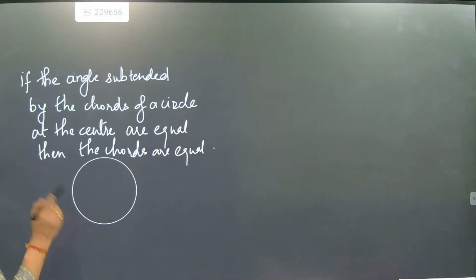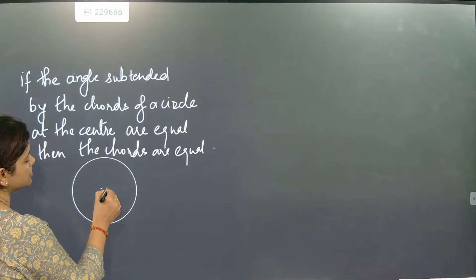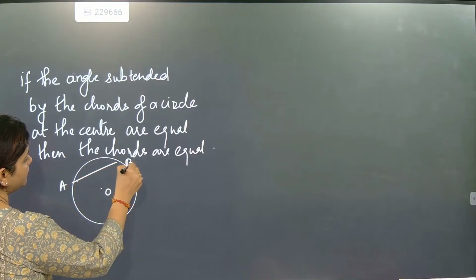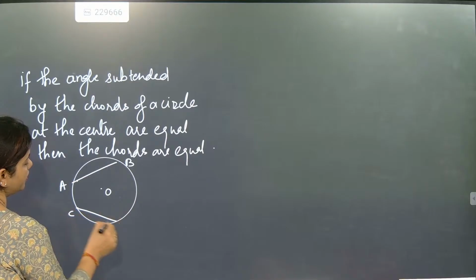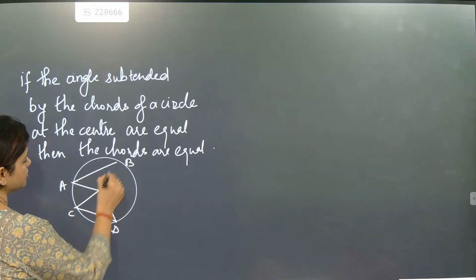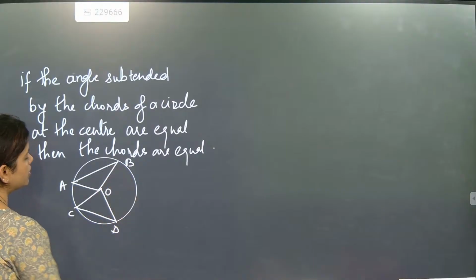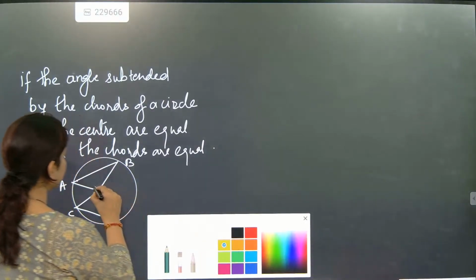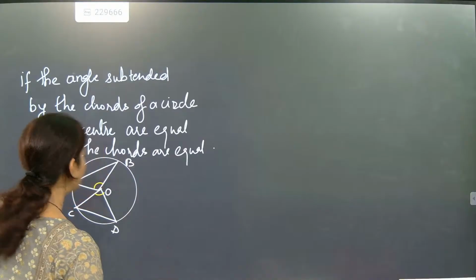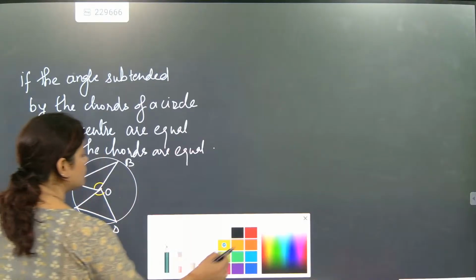Okay, so now look here. This is the center O, and this is taken as AB, and this part is taken as CD. Now this is exactly coming as two chords. This time what they have given is that their angles at the center are equal. These values are equal. So first we are going to write the given section.